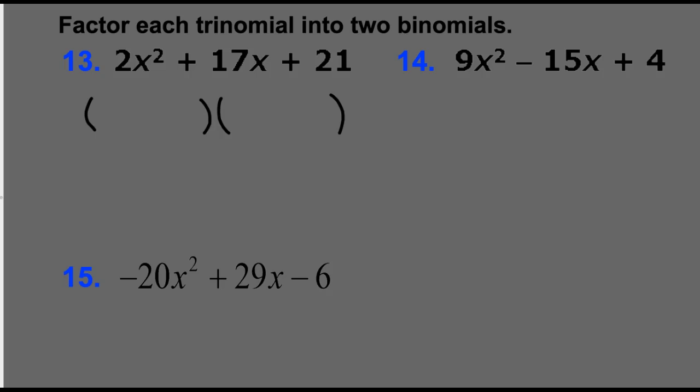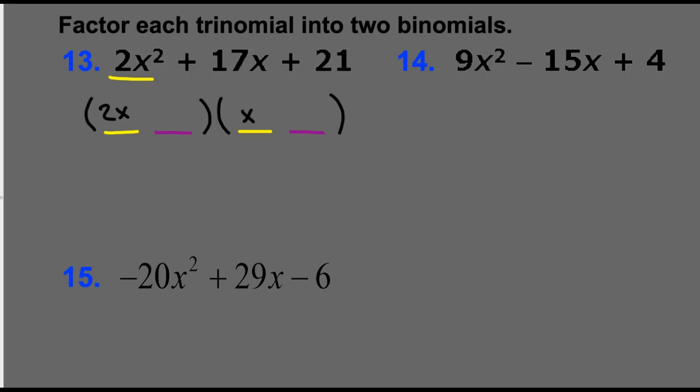Factors of 2x squared, right? That's going to go there and there. So really there's only two possibilities. We have 2x and we have x. Factors of 21 are going to go here and here.